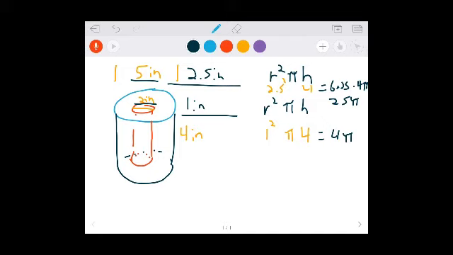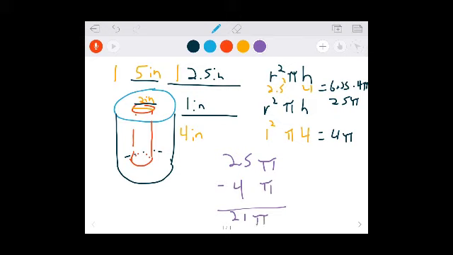Now we can just go ahead and subtract these. If you have 25 pi, you're taking away 4 pi. We can go ahead, 25 pi minus 4 pi. And now remember, we're not taking away the pi here. We're saying we have 25 pi, and we're taking away 4 pi. That leaves us with 21 pi.